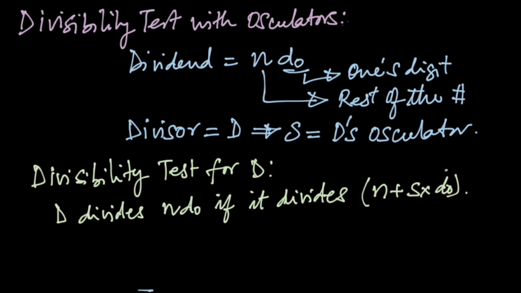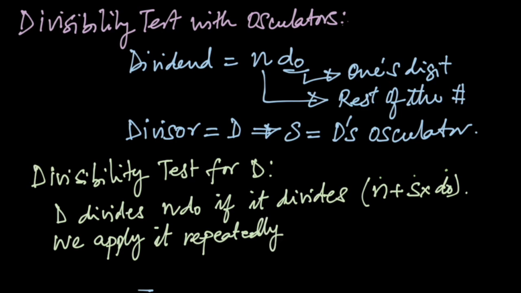times d0. For the number, you take its digit on the ones place, you multiply it with the oscillator of the divisor, and you add the rest of the number. If the divisor divides it, then the divisor will divide the original number as well, and you can apply it repeatedly until the number becomes so small that you can directly check.